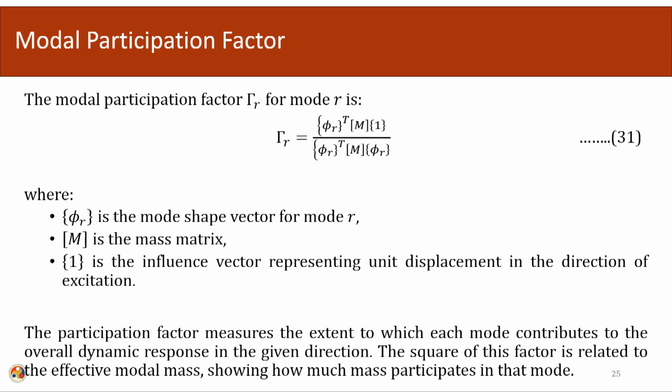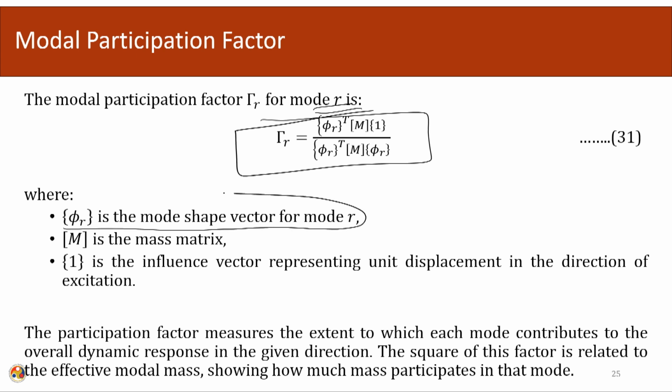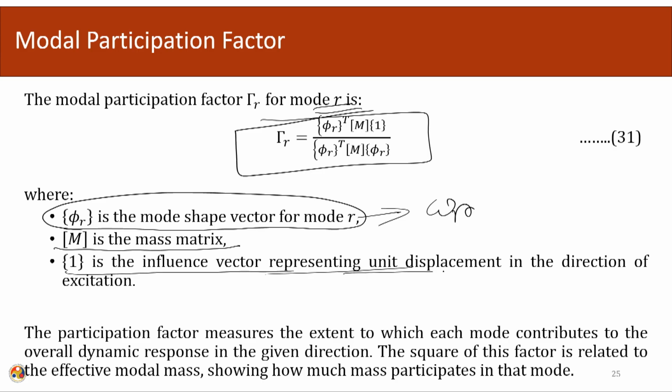So, moving ahead, we define a term called the modal participation factor for that particular mode. This is the expression used to write the modal participation factor. Phi r is nothing but the mode shape corresponding to the mode r, or corresponding to the frequency omega r. M is the mass matrix of the system, and 1 is the influence vector representing unit displacement in the direction of the excitation.